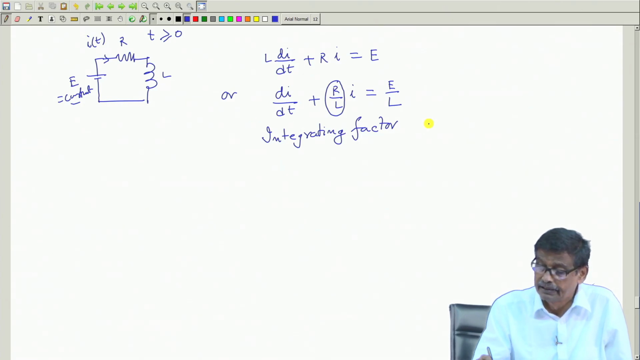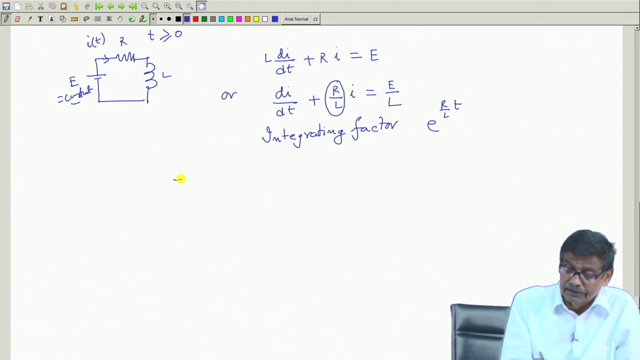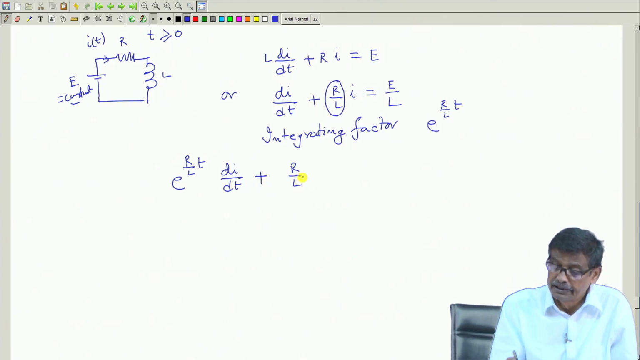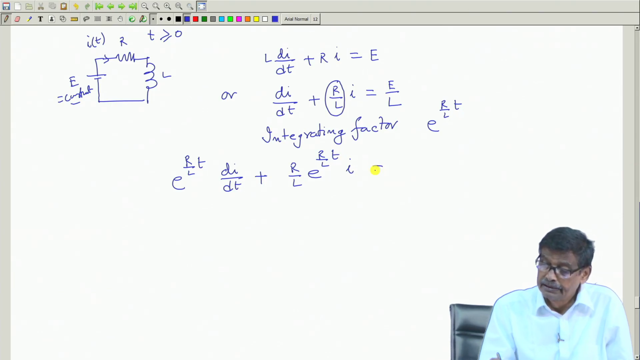The integrating factor is e to the power R by L into t. Multiply both sides with this. So, it will be e to the power R by L t di/dt plus R by L, which was already there, e to the power R by L into t i, and this will be equal to E by L into e to the power R by L into t. This will be the thing.